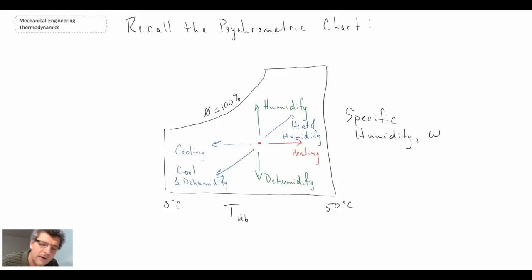So when we look at different processes within air conditioning, we can look at this schematic of the psychrometric chart and get a gut feel for which way the process might be taking place, and use this as a bit of a guide. So with that, what I want to do now is look at the schematic that we will use for these types of processes.